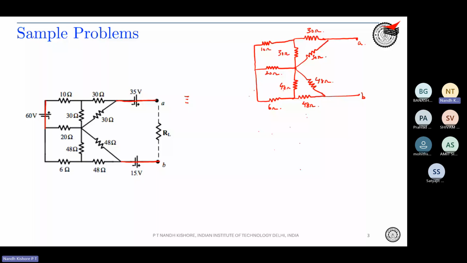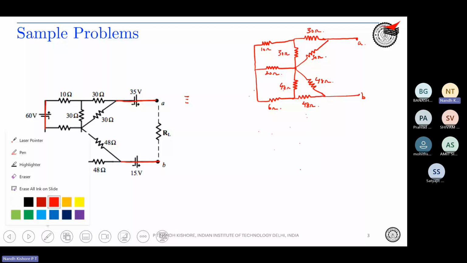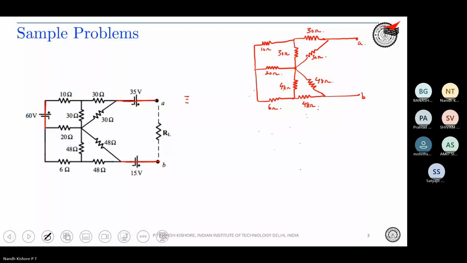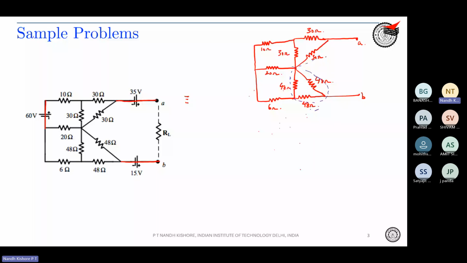So then what do we do? Over here, you can recognize that there is a delta connection. You have a delta connection over here, and similarly over here. So if you convert from delta to star, you can have something like this.